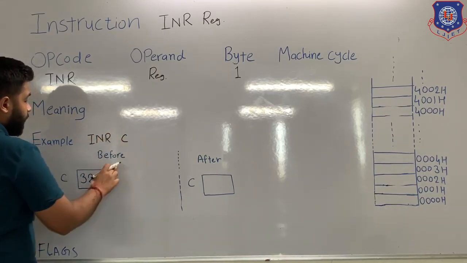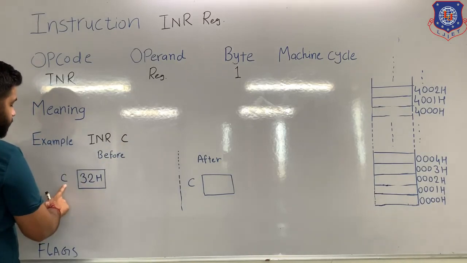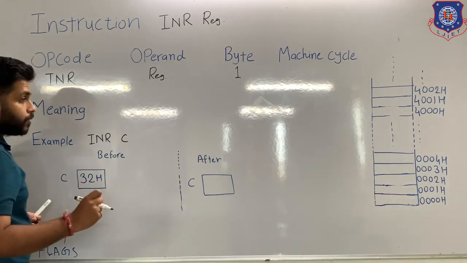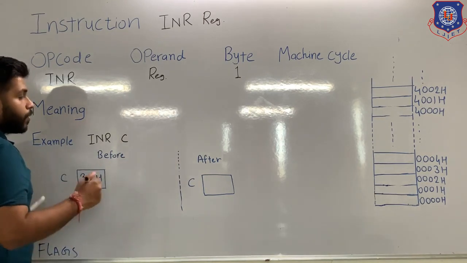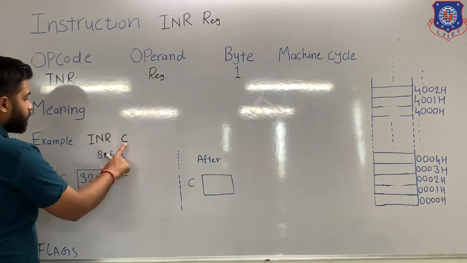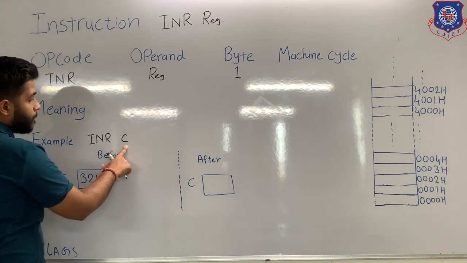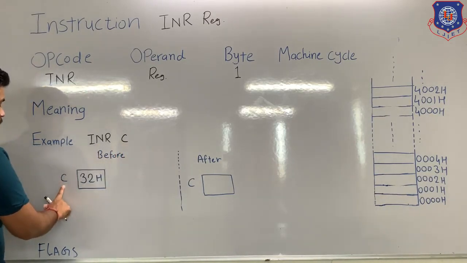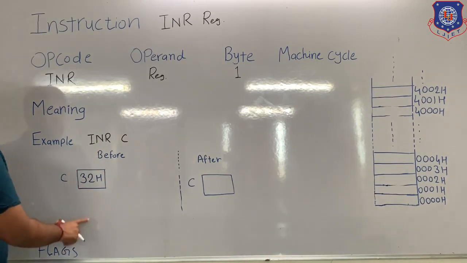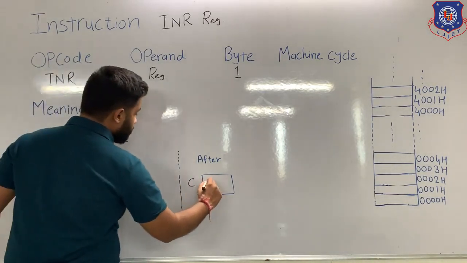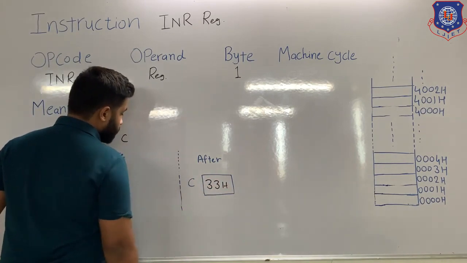Suppose the example is INR C, and before the execution the content of register C is 32H, and we are executing the instruction INR C. What is the meaning of the instruction? Increment content of register C by 1. So before execution the content of C is 32H. After the execution the content of C will be 33H.